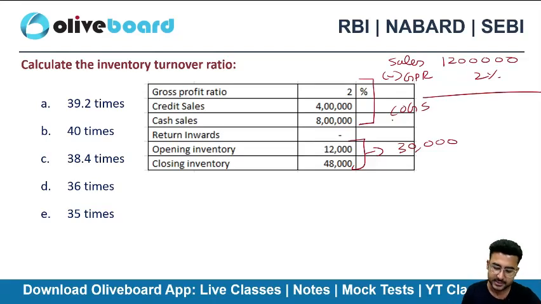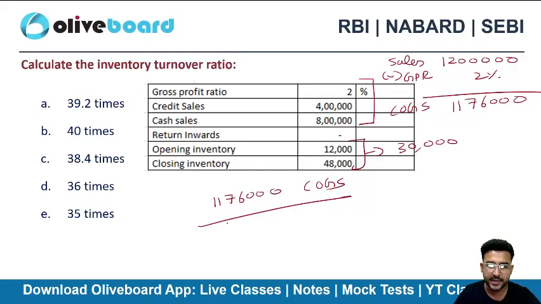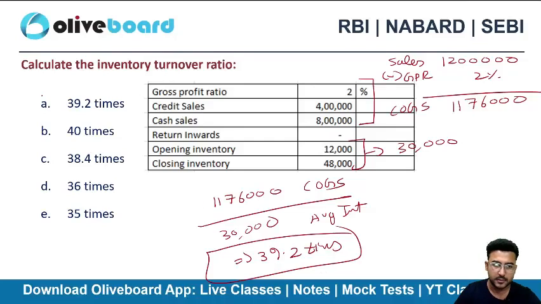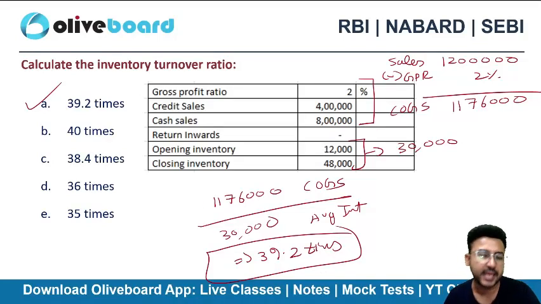So 12 lakhs minus 2% gives me 11,76,000. 11,76,000, my cost of the goods sold, divided by my average inventory, which is 30,000. This will give me 39.2 times. Option A is correct. Option A is correct here.